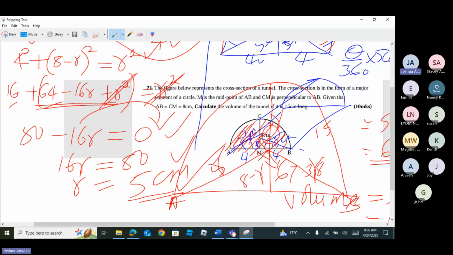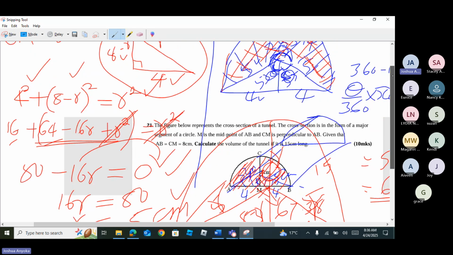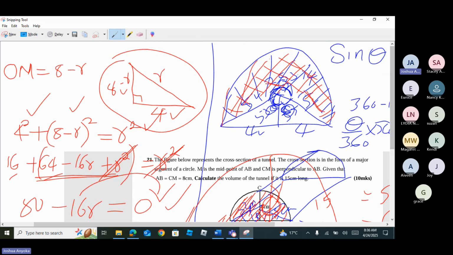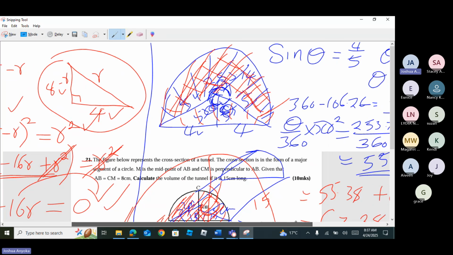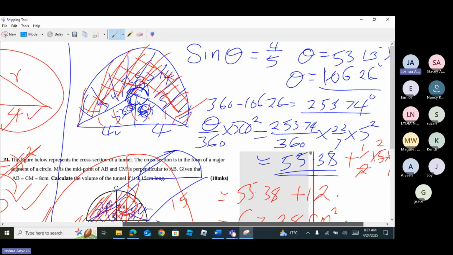After you have the radius as 5 and 5, and the center, this one becomes 3, this is 4, this is 4. So we can now work out for the area of the major segment. How do you find the area of the major segment? It is the area of the major sector plus area of the triangle. So to work out for the area of the sector, you need an angle.